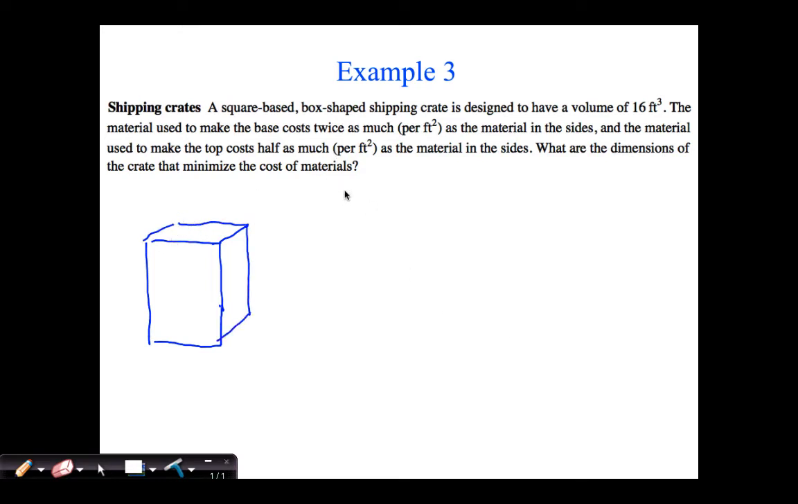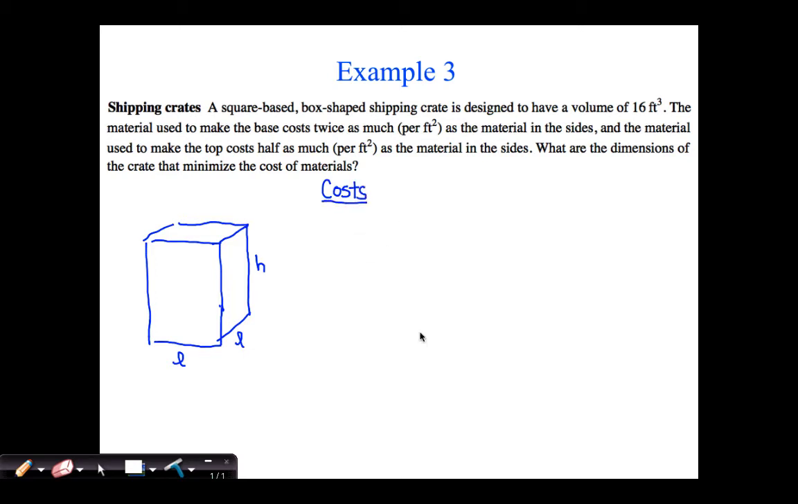Or I've got, whatever this length is, that's the same. And then I've got a height that may or may not be the same. But I'm trying to find the dimensions for the crate that minimize the cost. So, the costs are what we're trying to minimize.